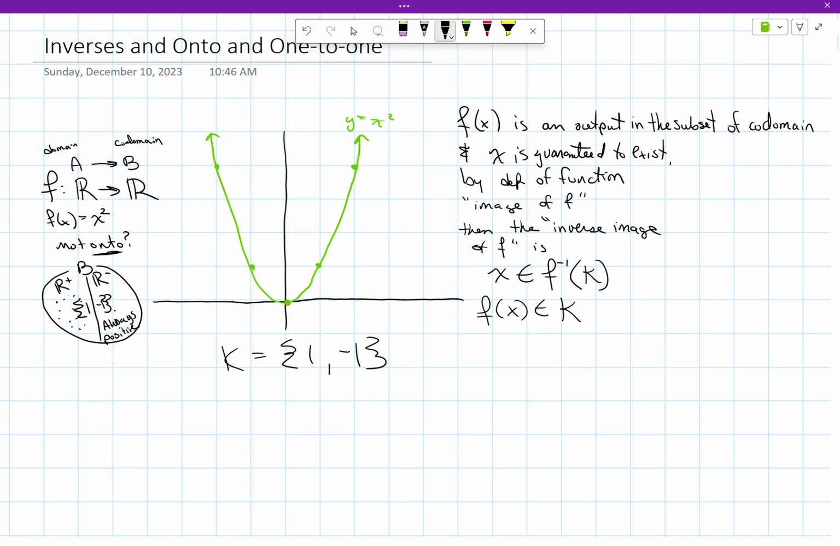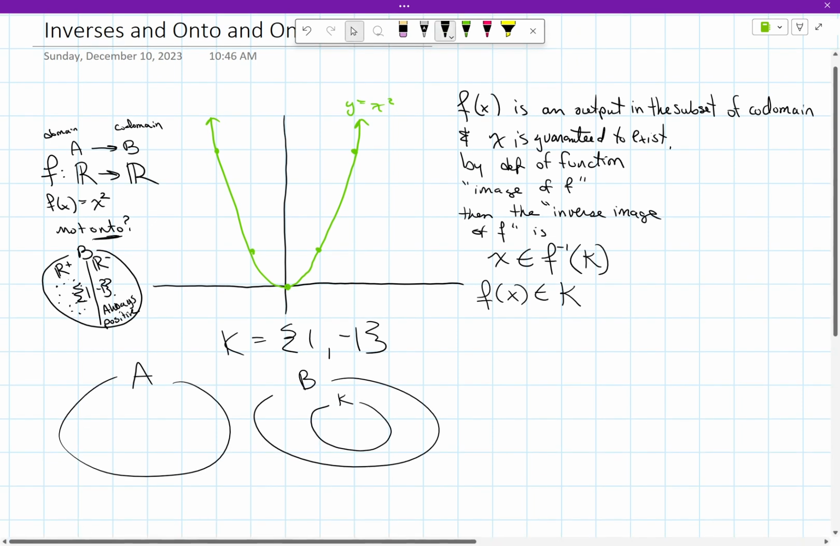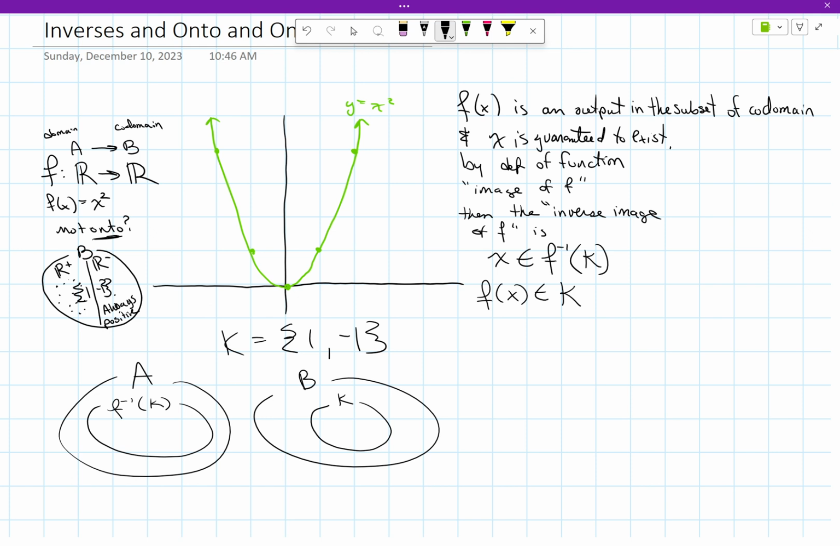So now we have an example where I am going to define that inverse with this K. Now, to draw a better picture of it, here's my A, and here is my B, and here is my K, and here is my inverse of K. Now, we take stuff from A to B by F, and we take things from F inverse to K, like that.